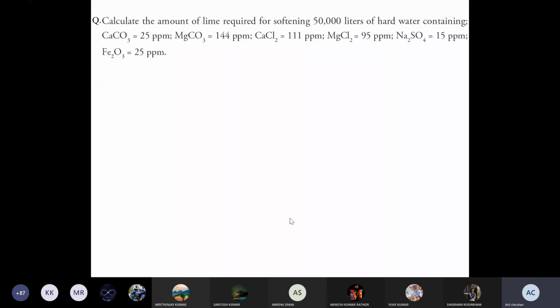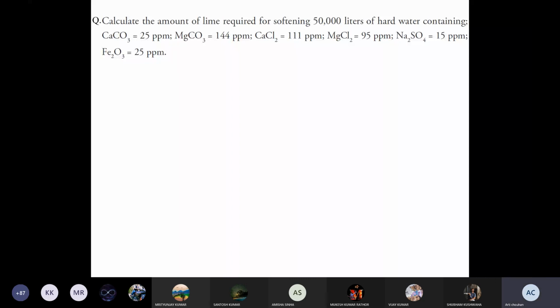So quickly I'm picking one problem. Calculate the amount of lime required for softening 50,000 liters of water, and that water contains calcium carbonate, magnesium carbonate, calcium chloride, magnesium chloride, sodium sulfate, and ferric oxide. All these substances are there in that raw or hard water, and the amounts are given. You have to calculate the amount of lime for 50,000 liters of the water.